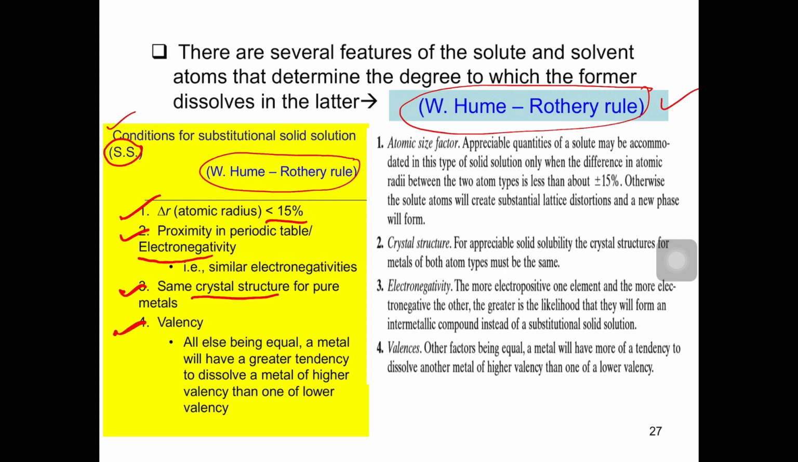The last one is the valence, or valency. It must be equal. A metal will have a greater tendency to dissolve a metal of higher valency than one of lower valency. So there are four rules you have to remember for the substitutional solid solution. This one gives you a more detailed explanation, please refer to it. This one we have to remember.